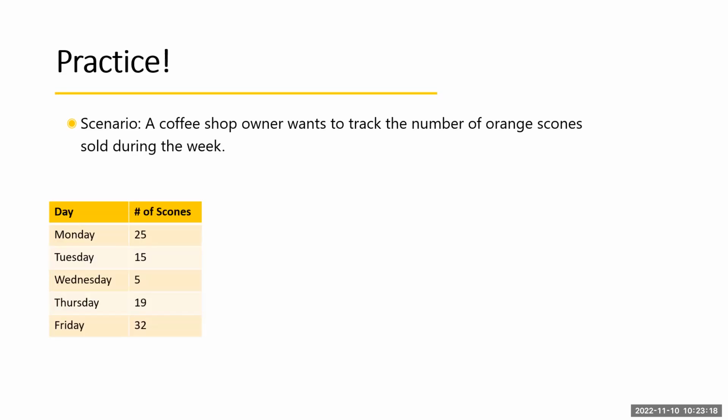So here's our data. The first thing we're going to do with this data is put these numbers in ascending order. So there they are: 5, 15, 19, 25, and 32. What we're going to do first is identify our lowest number and our highest number. Then we're going to identify our median.